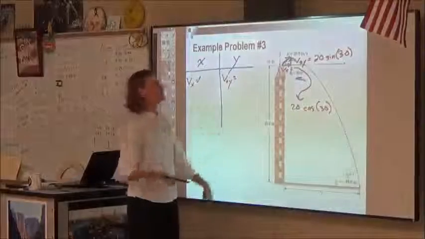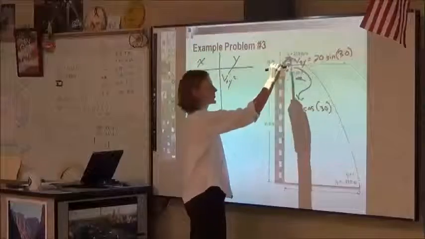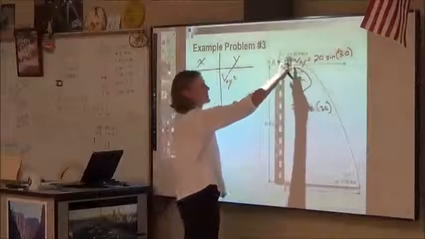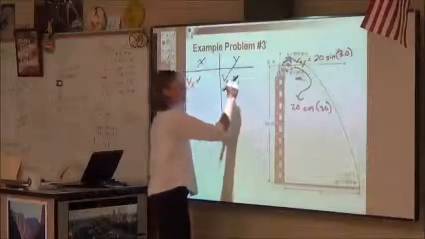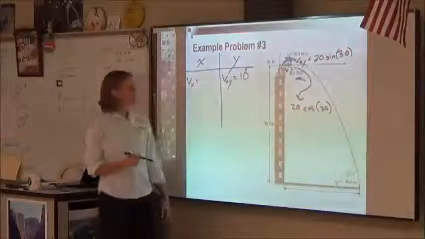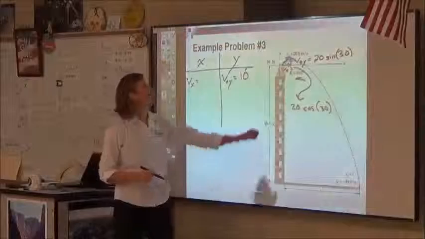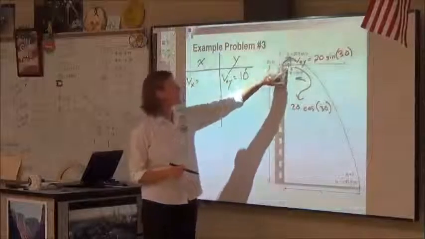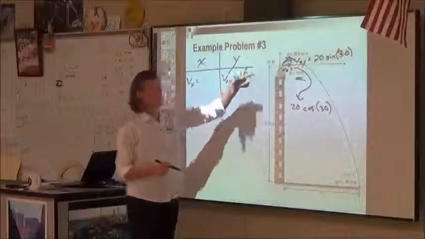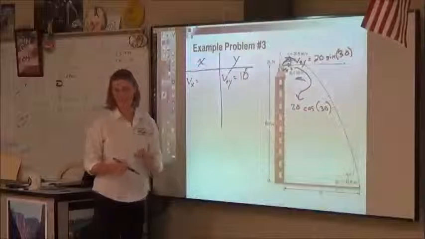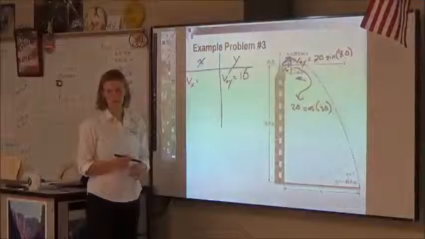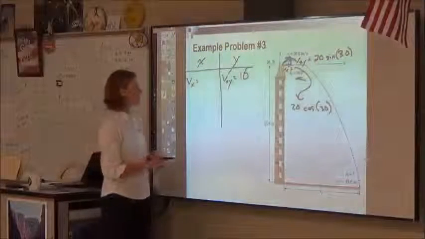Oh, and there's our lovely 30, 60, 90 triangle. So we should have known that already. Opposite the 30 is always half the hypotenuse. So that's my 1, 2, square root of 3. So that should be 10 square root of 3 if you knew your triangles. But what is it as a decimal? 17.3, okay.